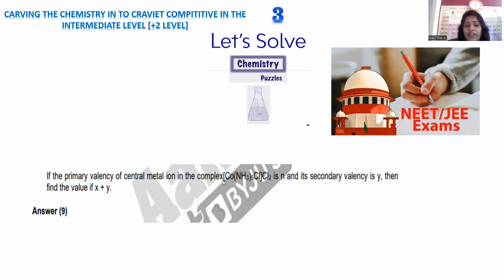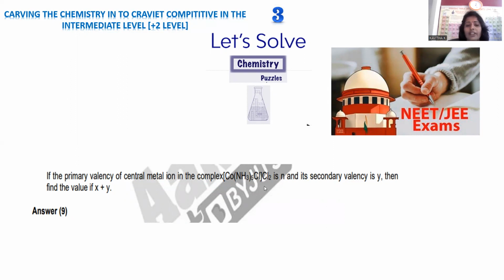Coordination sphere: wherever a compound is represented in square brackets, it is called a complex. Outside the sphere, whatever ions are present are called ions, right? These are ionizable substances. Ionizable substances will impart the primary valency, and the complex substances will impart the secondary valency. Here, we have to find the sum of primary and secondary valency. The answer could be 9.